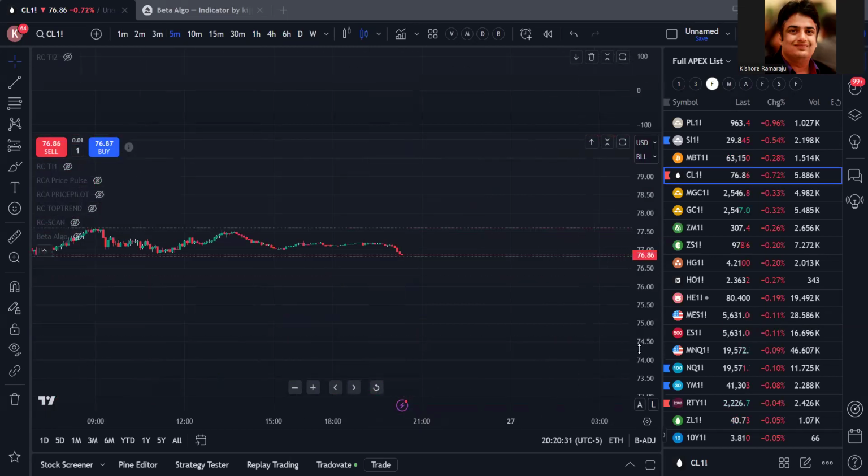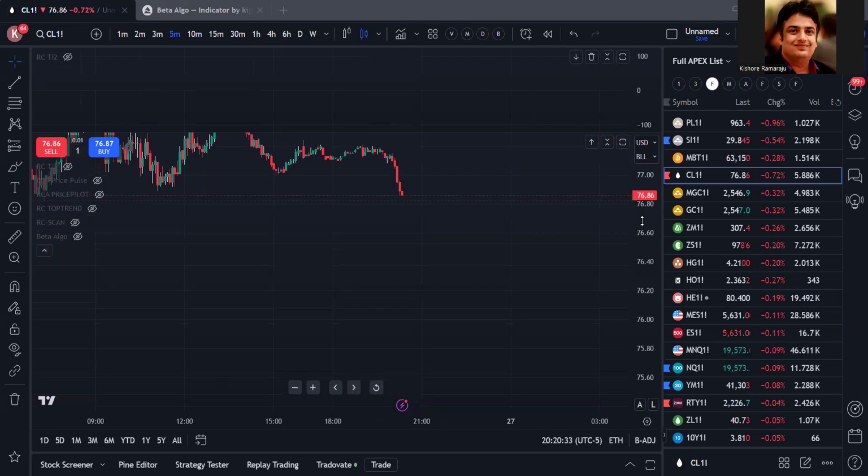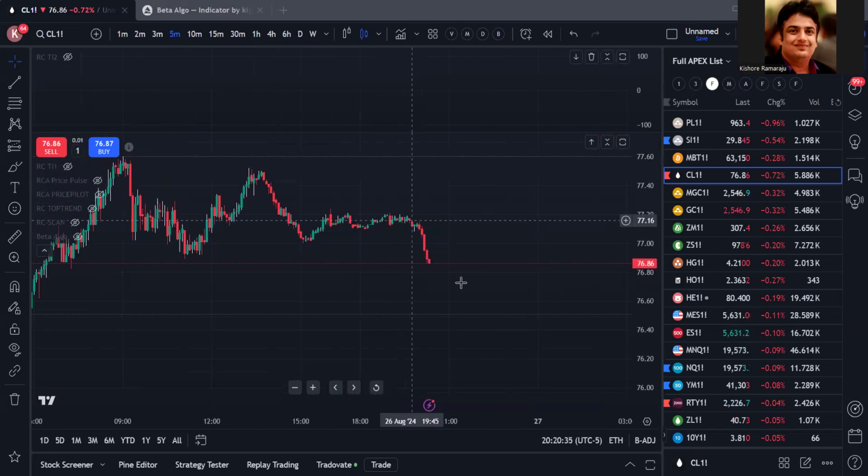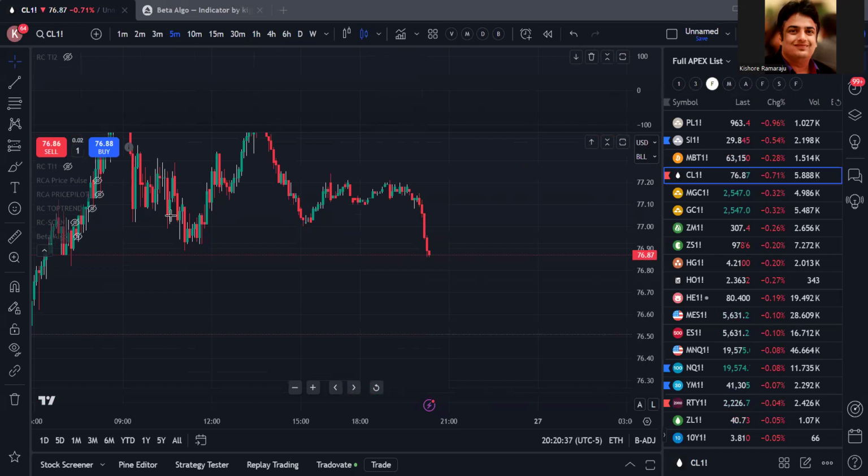But again, we are not looking for huge targets. Even if we make 150, you copy that into 20 different accounts. That is nearly $2,000 to $3,000.